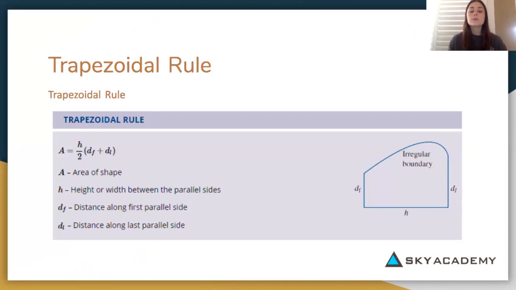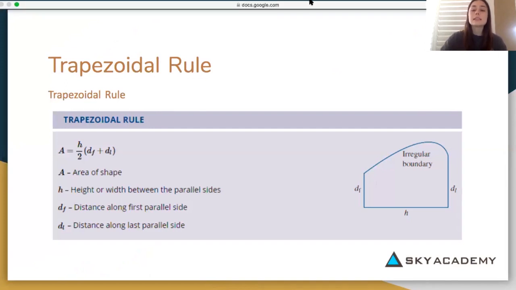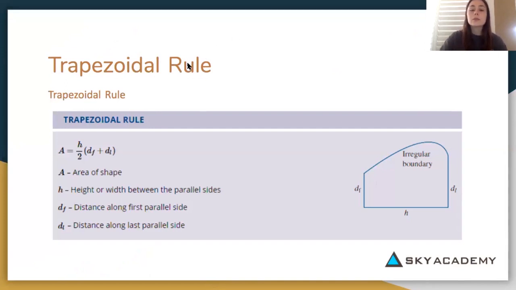So the trapezoidal rule is similar to finding the area of a trapezium. It has the same principles, but it's a little different. So we use the trapezoidal rule when we're trying to find the area of an irregular boundary. So instead of having a set boundary that goes straight across the top like a trapezium, this one is irregular.